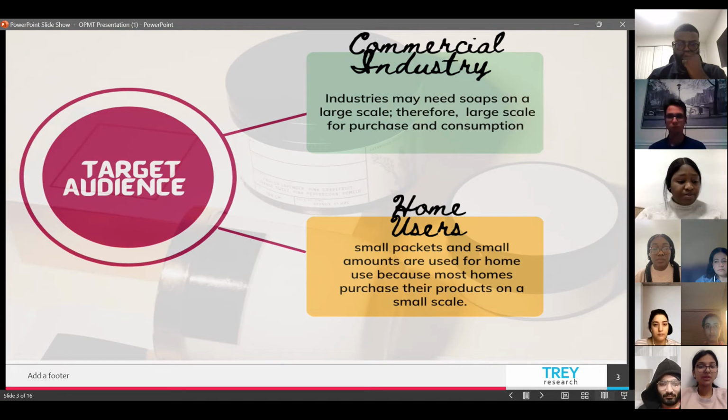The commercial industry wants soaps and oil in large production, so they can purchase the product in large quantities rather than in small amounts. But home users want the product in small packages and small amounts. So packaging is done in that kind of method so that they can consume the product the way they want.